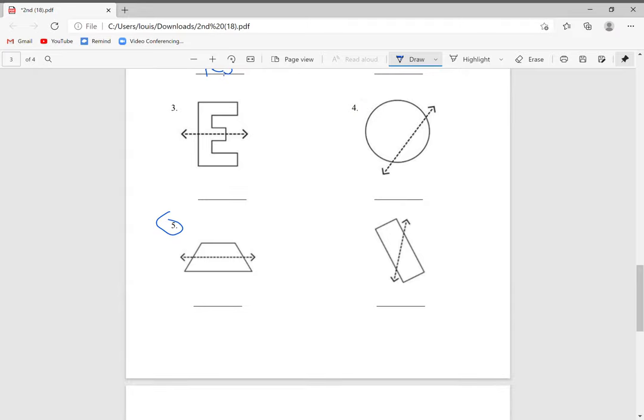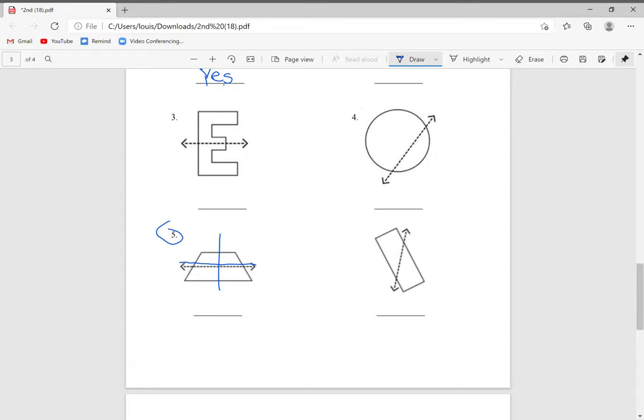Let's try number five. So for this shape, it has a line of symmetry right in the middle. Now, of course, you can say, well, there's a line of symmetry right in the middle down there. Of course, but that's not what the question is asking. It's asking whether there's a line of symmetry right there. So, again, we'll compare the two sides. Does this side look the exact same as this side?